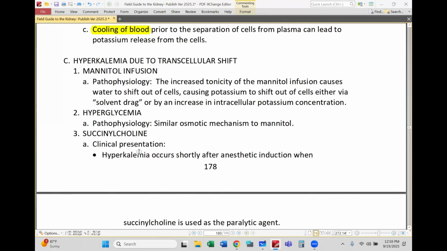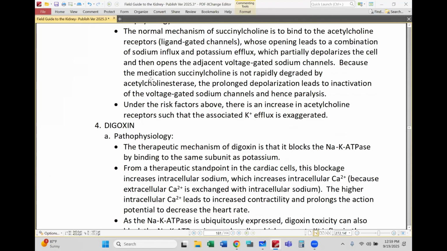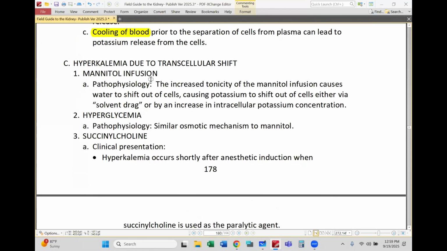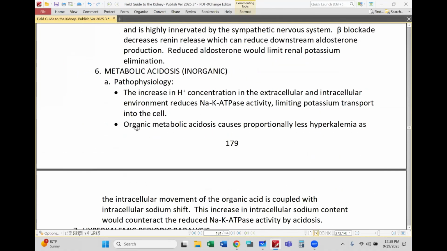I think we're at the end of the hour. We're at a section where it probably makes sense to stop right there. We'll talk about hyperkalemia due to transcellular shift next time. For now, we'll leave it there.